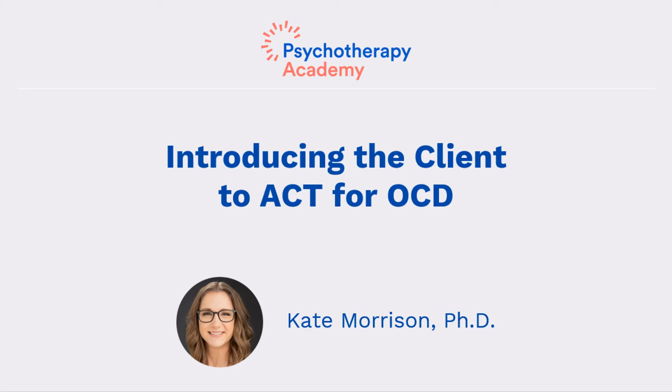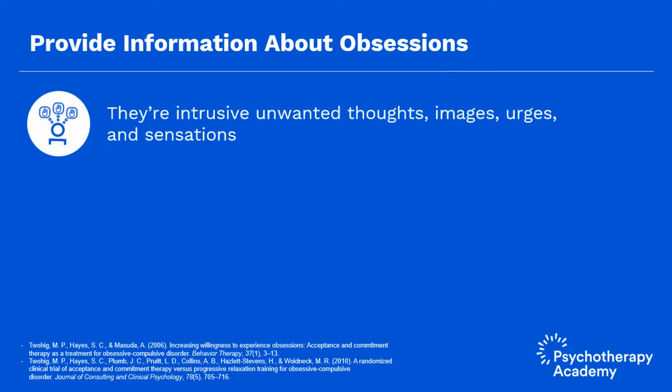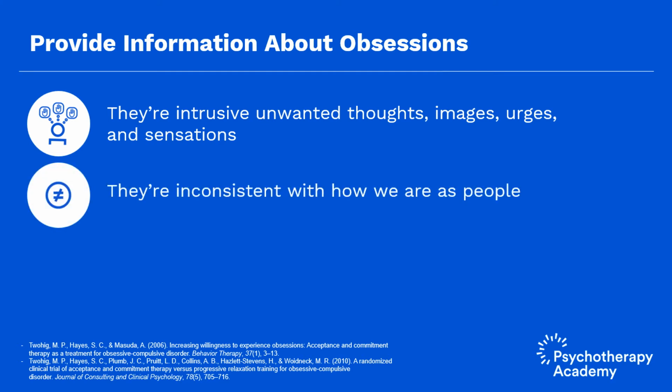Now let's shift to introducing ACT specifically for OCD with your clients. I start with providing them information about OCD, and how I talked about that earlier is often how I'll talk about it with clients. I let them know that there's three main components of OCD: the obsessions, which are intrusive, unwanted thoughts, images, urges, sensations, stuff that happens inside of us, and that these are things that we don't choose to be there. And sometimes they're inconsistent with how we are as people.